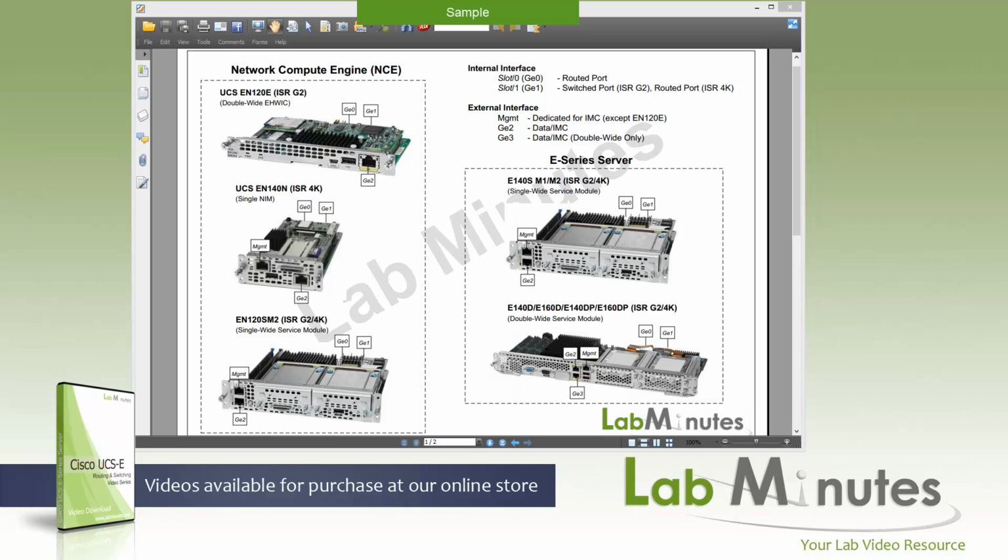Taking this one step further, you can even install a switch module inside the same router where the UCS-E is co-located, and what you have now is a complete routing, switching, and server solution in a single device. This is what Cisco usually refers to as a branch-in-the-box solution.